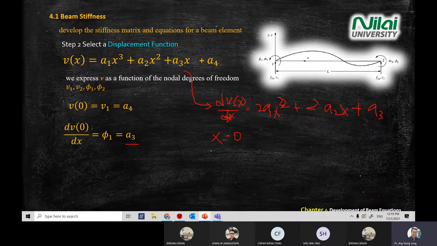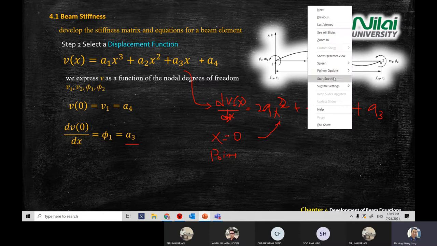I mean, you look at point 1. You substitute x equals 0 inside here. So that's why you get a3 here. Okay, so I'm not showing this calculation on the slides. It's just that I expect you to know how to get a3. You need to differentiate this equation to get a3. All right, clear, all of you?